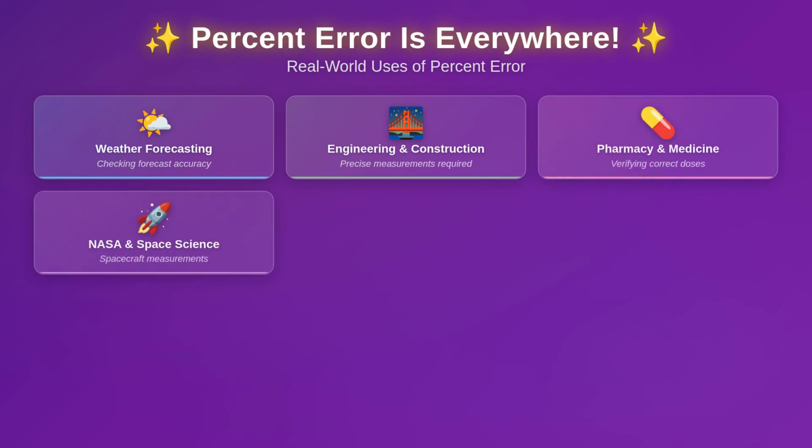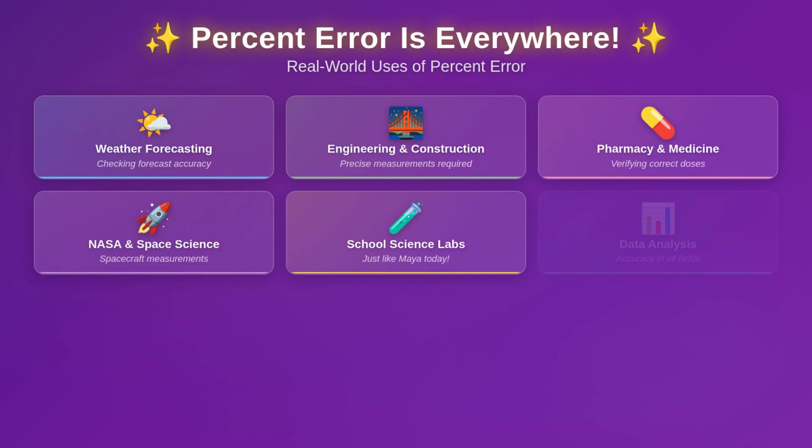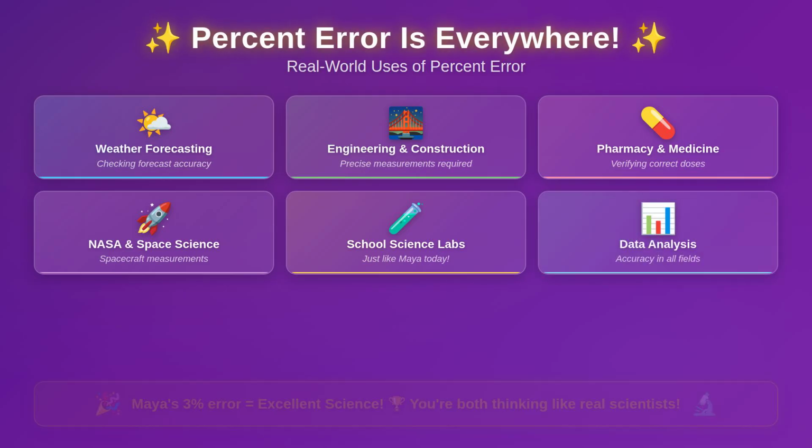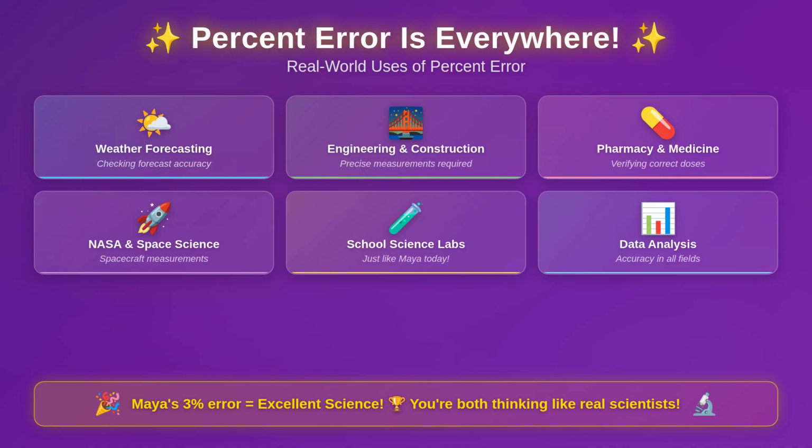Here's the really cool part. Percent error shows up everywhere in the real world. Weather forecasters use it to check how accurate their temperature predictions were. Engineers use it to make sure bridges and buildings are built to exact specifications. Pharmacists use it to verify medicine doses are correct. Even NASA uses percent error to check spacecraft measurements. And you've been using it today, just like a scientist.